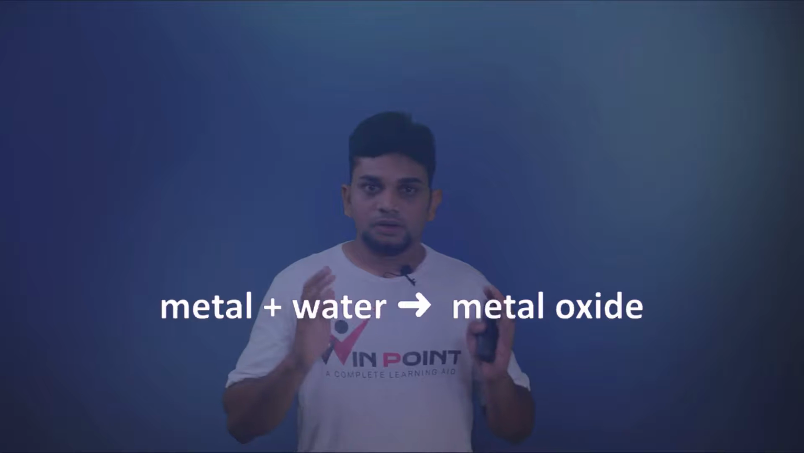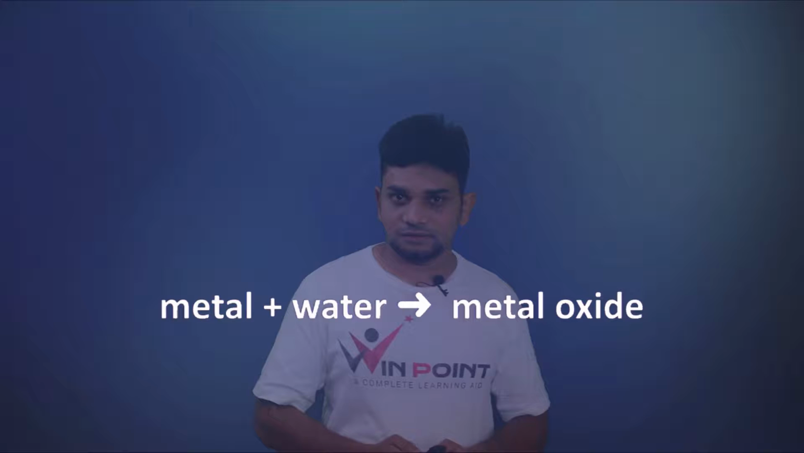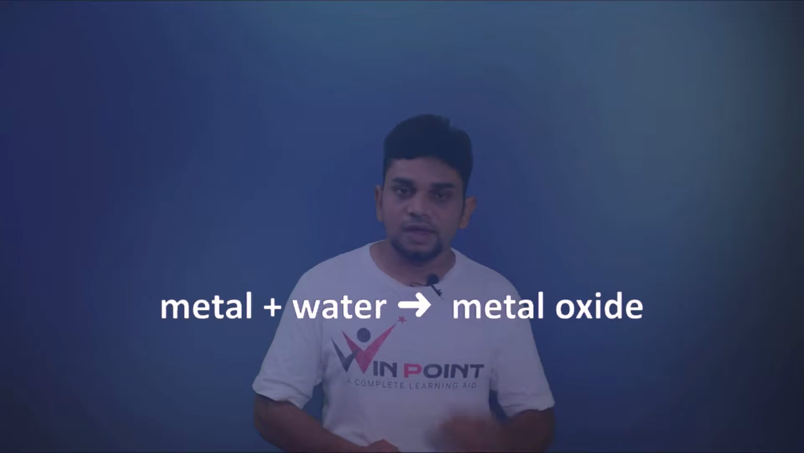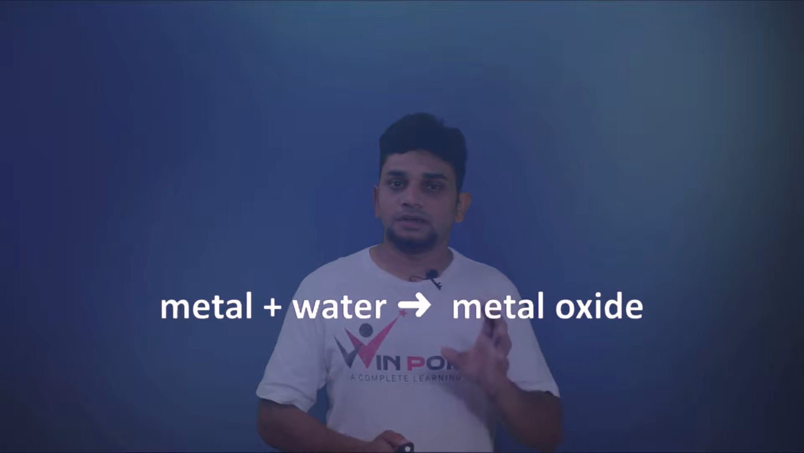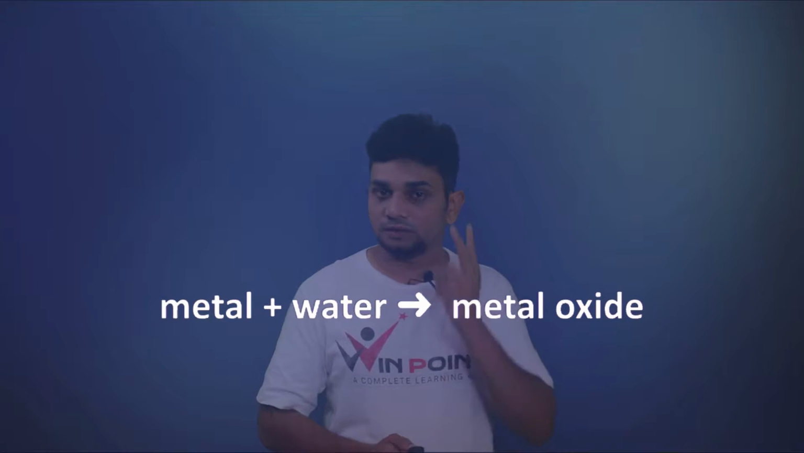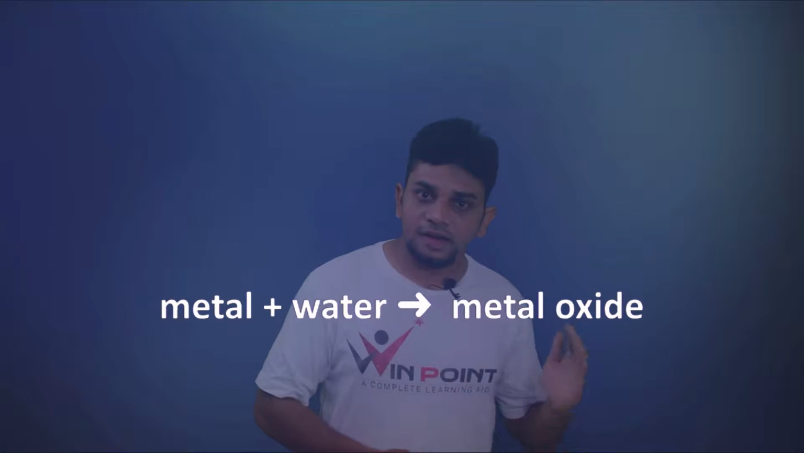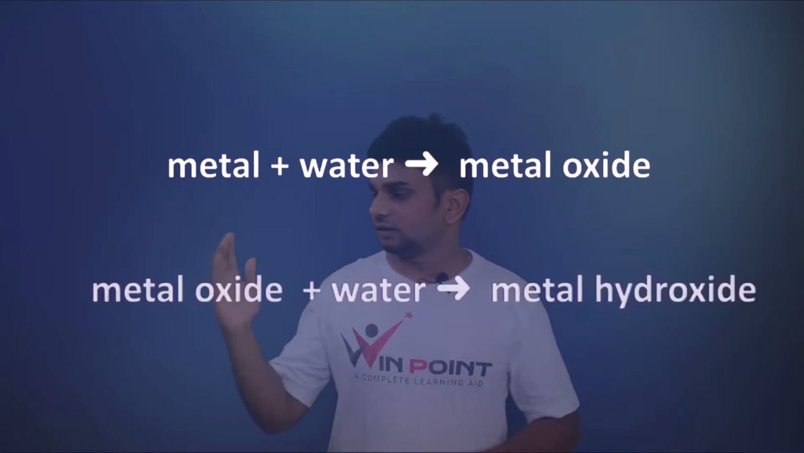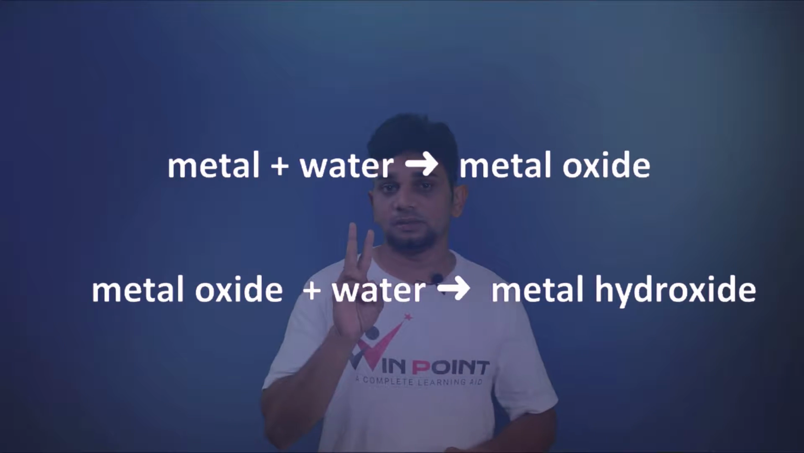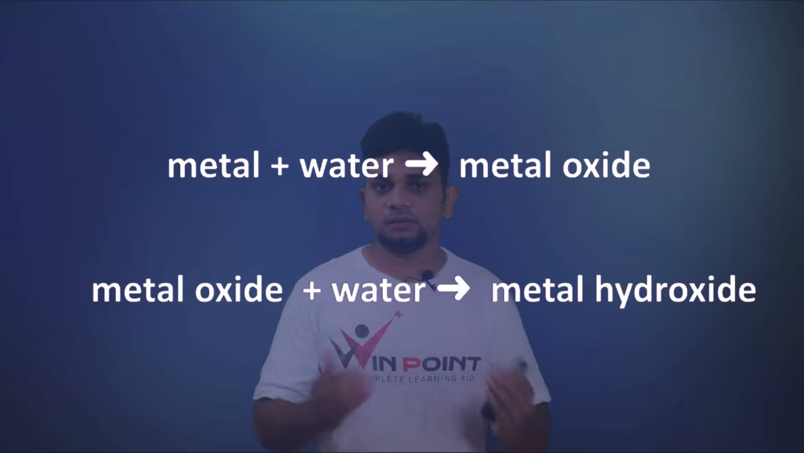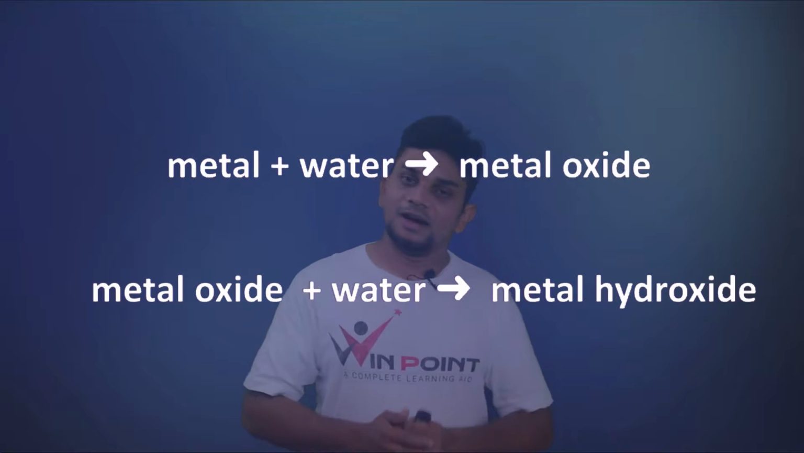Let's start the discussion. If there is a reaction between metal and water, we are going to get metal oxide. First we will get metal oxide, and this metal oxide is going to combine with water again to form metal hydroxide. So reaction is taking place in two steps. Metal plus water gives metal oxide, and this metal oxide is reacting with water again to form metal hydroxide. So there are two steps, and we can conclude that if there is a reaction between water and metal, we are going to get metal hydroxide.